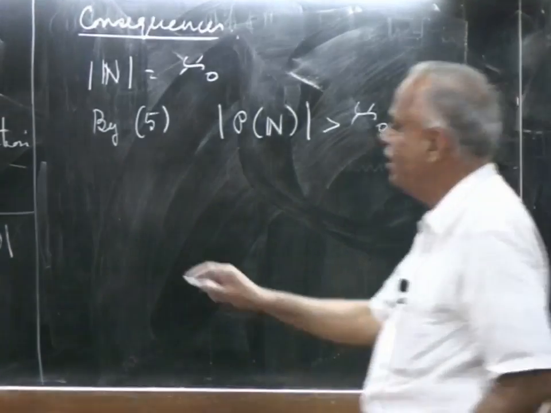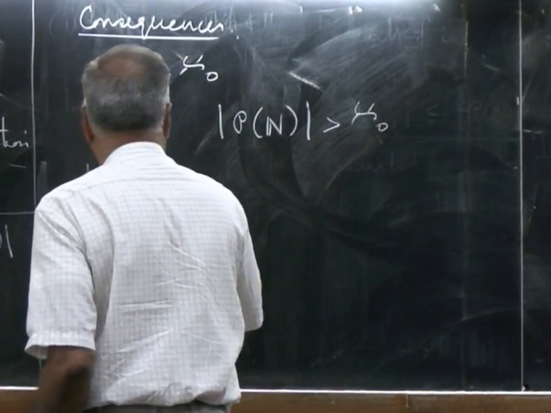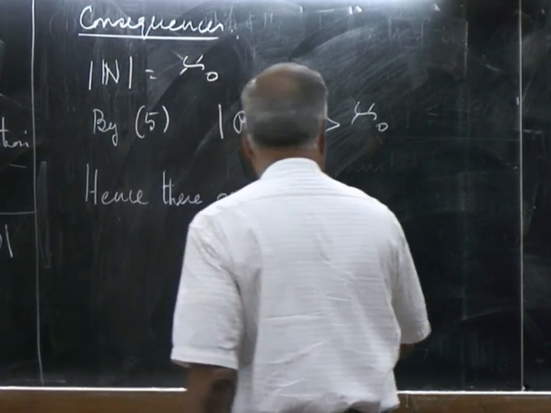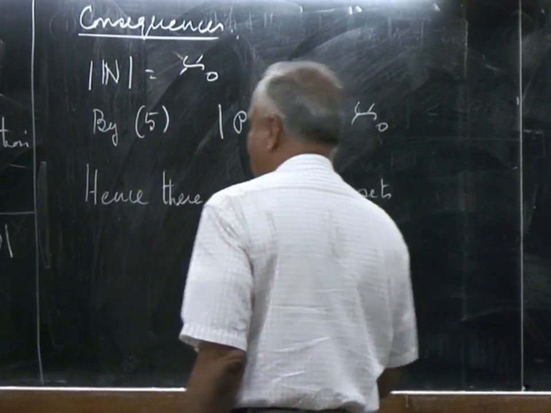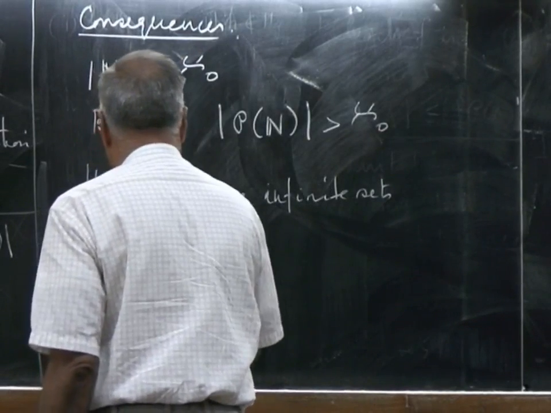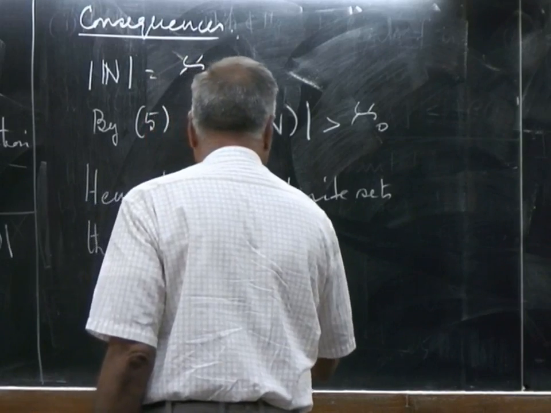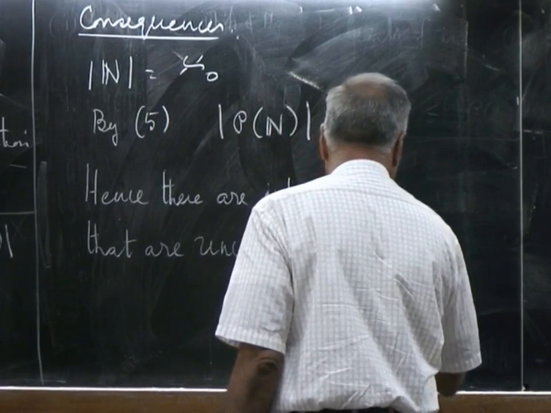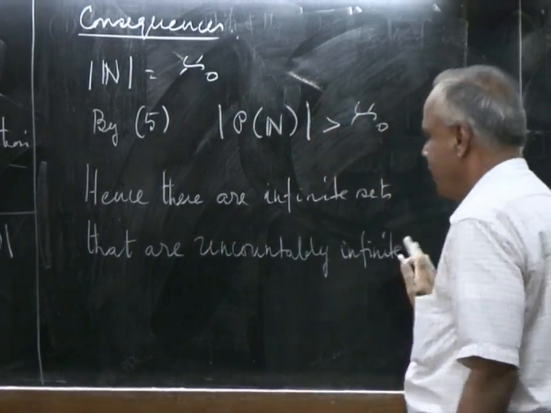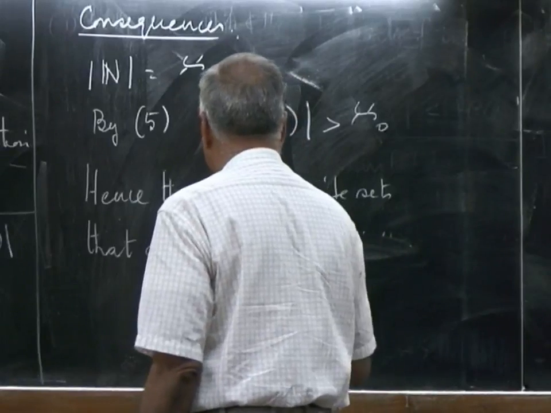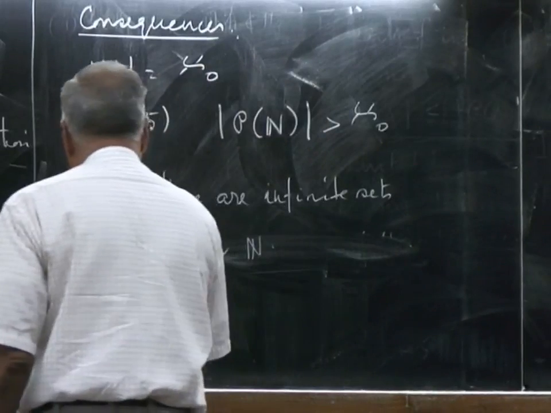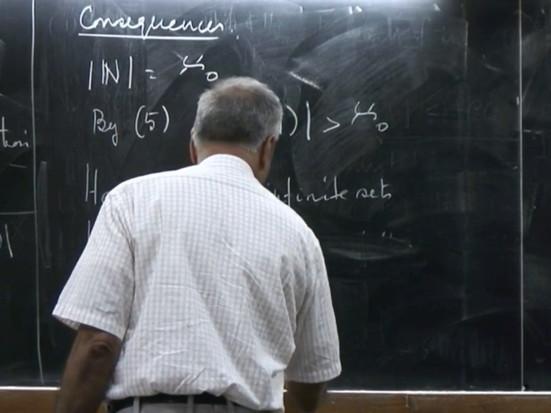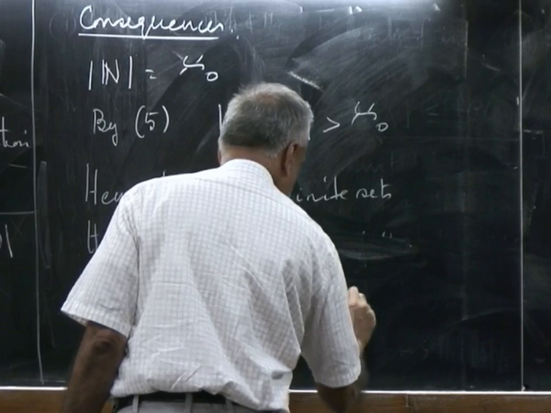So, hence there are infinite sets that are uncountable. There are sets that are not equivalent to N. These are called uncountably infinite sets.